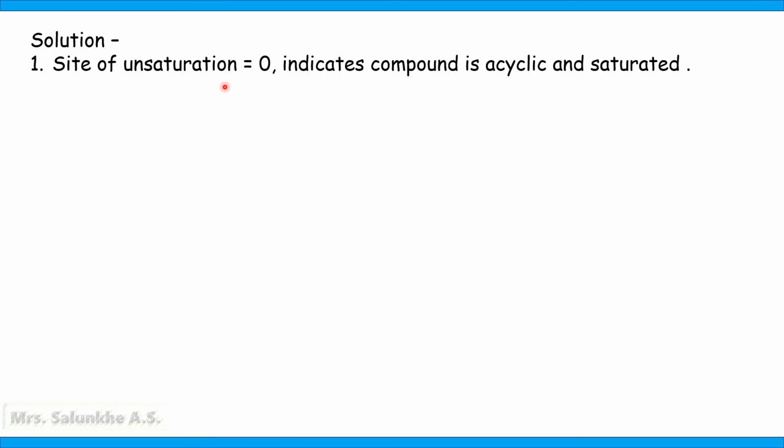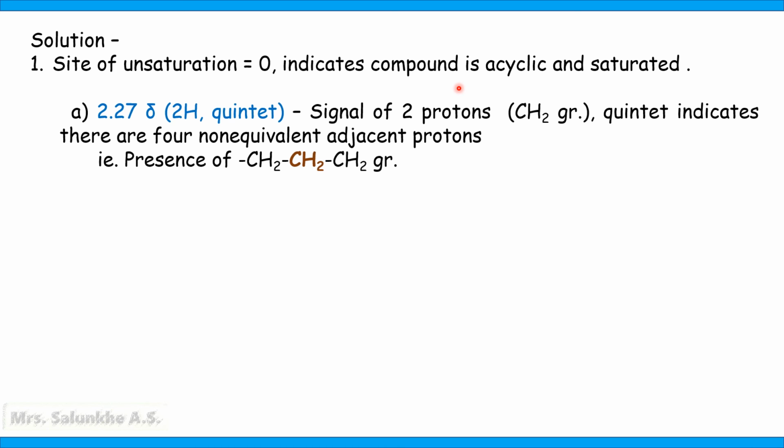The site of unsaturation for this compound is 0, as the halogen atoms are replaced by hydrogen, and the formula becomes C3H8, and the corresponding saturated formula is also C3H8. Therefore, the site of unsaturation is 0, which indicates the compound is acyclic and saturated in nature.